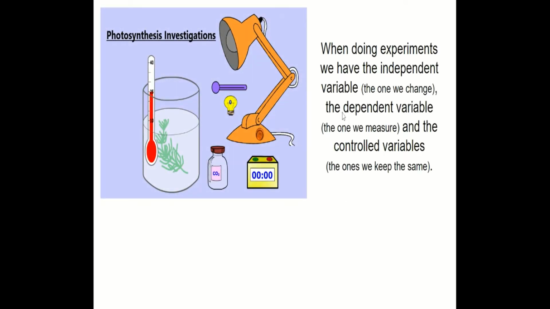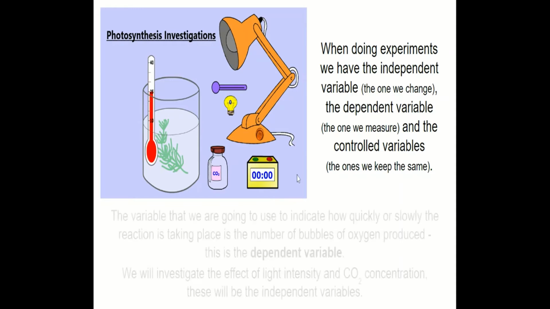When we do investigations, we have three different types of variables. We have the independent variable, which is the one that we are going to change. We're going to change carbon dioxide concentration, and then we're going to change light intensity. We have the dependent variable, which is the one we measure, or in this case, the one we count. The number of bubbles of oxygen is going to be the dependent variable. And lastly, the control variables, which are any other variables like the temperature, is going to be controlled in this investigation. We don't want the temperature to change.